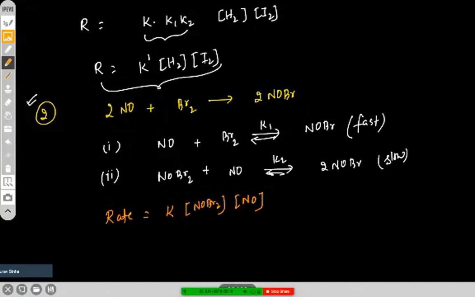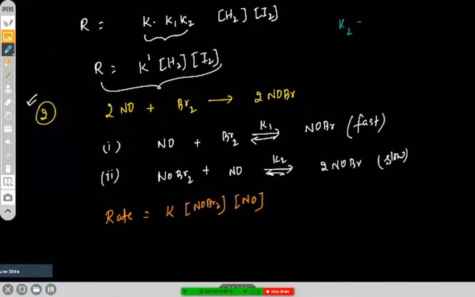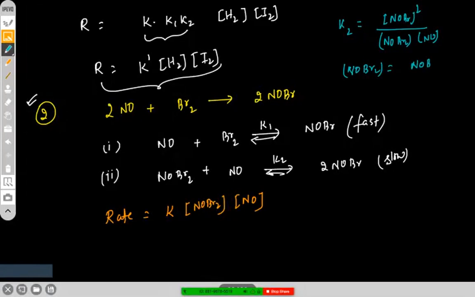This NOBr2 we have to convert into the other reactant species. So for that, what can we use? We can use the relation of this. So K2 we can write as NOBr square divided by NOBr2 into NO. So we can find out NOBr2 from this in terms of NO. So NOBr2 in terms of NO is NOBr square divided by K2 into NO. First thing.